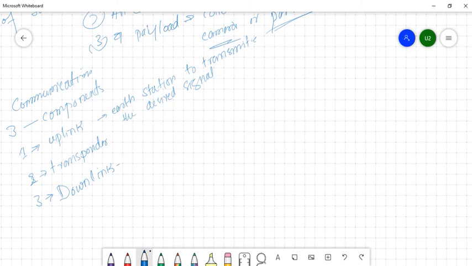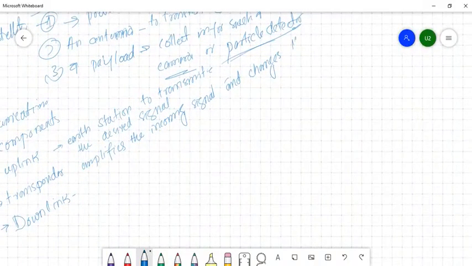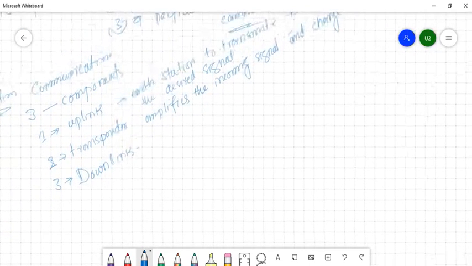Transponder, it amplifies, meaning increases, the incoming signal and changes the frequency, denoted by this symbol, that is frequency, right?